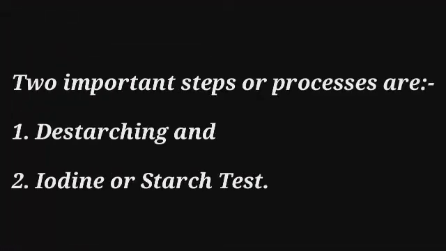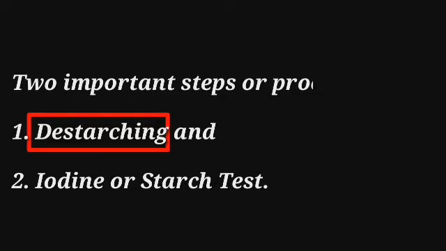So now let me explain these 2 important steps, and please listen very carefully. The first step is destarching, which means removal of starch. And what is this starch? Starch is the stored food in the plant body. So destarching means removal of starch from the plant body.